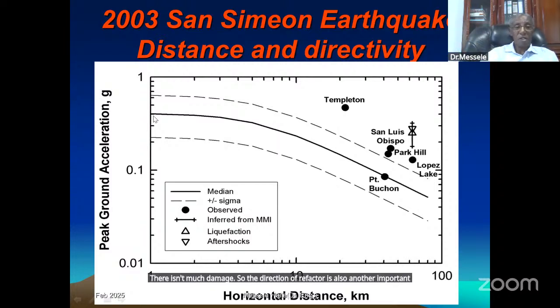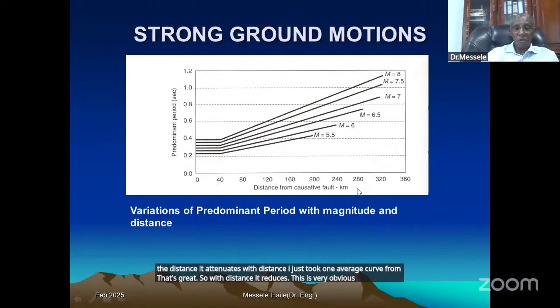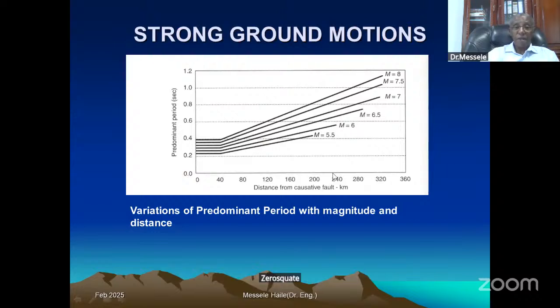The distance, it attenuates with distance. I just took one average curve from earthquakes. So with distance, it reduces. This is very obvious. Energy is lost as it goes. Then the earthquake magnitude also affects the predominant period.